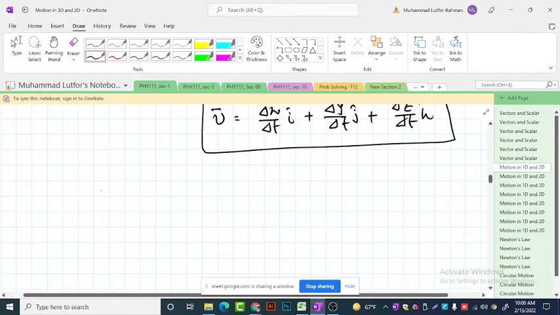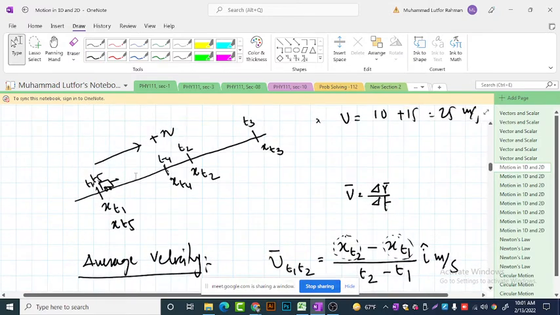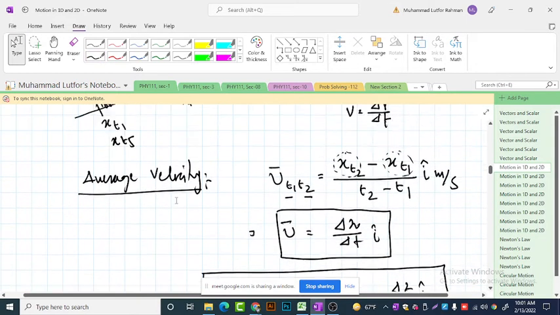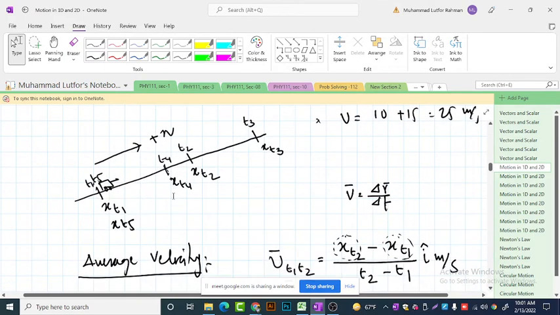And this average velocity could be greater than 0, it could be equal to 0, and it could also be less than 0, depending on which direction you take as positive. So for example, since I am moving towards the upward direction, which is positive, I can say that the average velocity between time t1 and t2 would be greater than 0, which is a positive quantity, right?